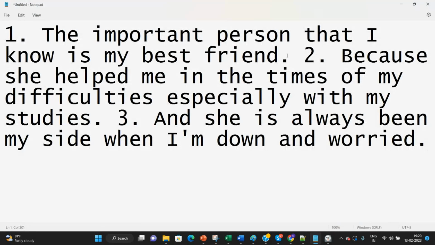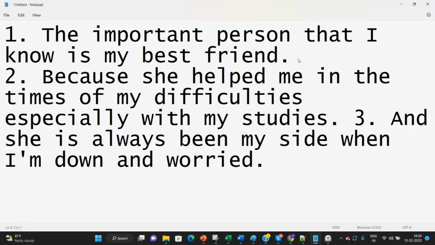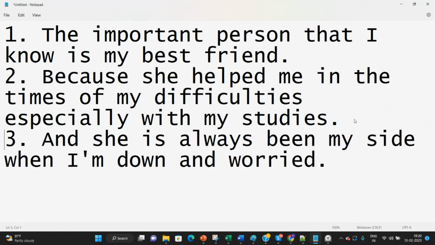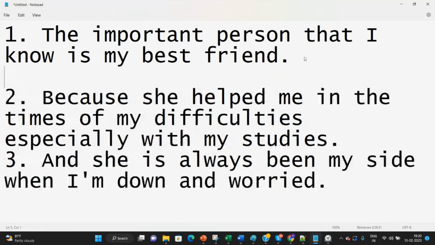First of all, Preeti, I really like your way of writing because you have thought out the sentences in a very good way. Okay. So just some minor corrections that I want you to focus on. For the first point, the important person that I know is my best friend. I have no complaints here. You can have it the same way. Okay, ma'am. Just that it is better always to start the line with the subject.